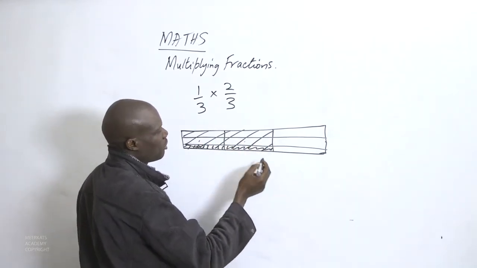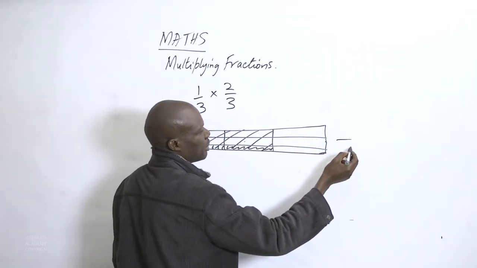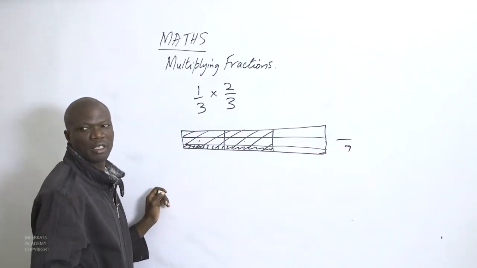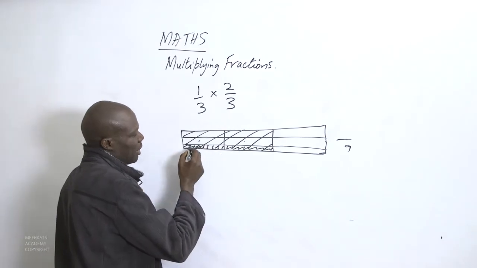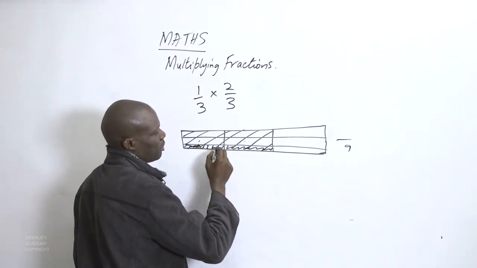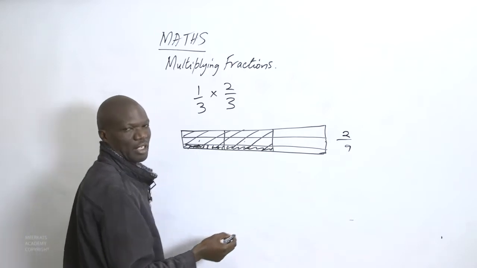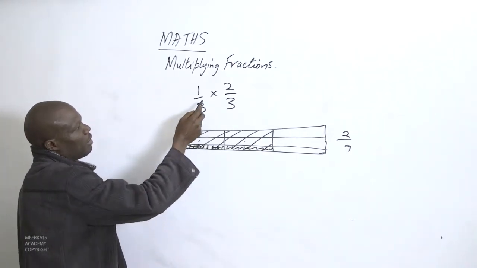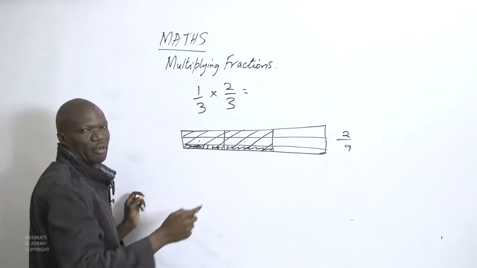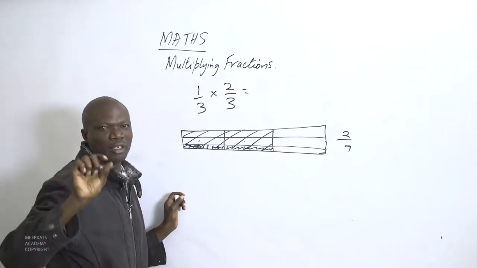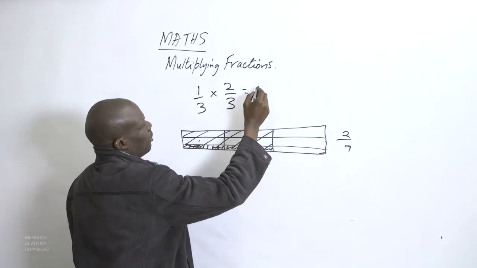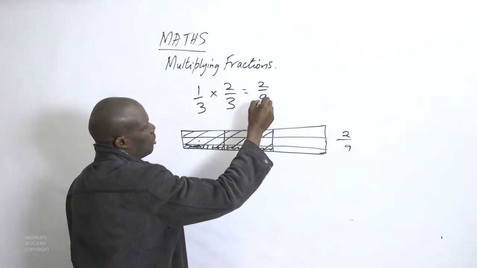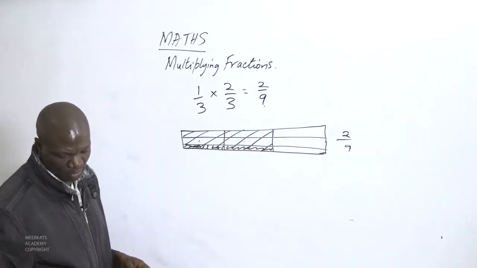And then we count the whole. The total number of boxes is what makes our denominator, 9. And this area that we have shaded, which is 2, gives us the numerator. So we define this: when you are multiplying, we multiply the numerators alone and the denominators alone, which gives us 2 over 9, as we can see here.